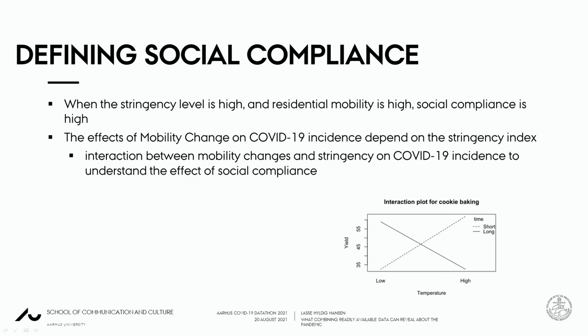So the next thing we wanted to look at, or how do we look at this? We look at the interaction between mobility changes and stringency. We add an interaction between residential mobility and the stringency index, and we see how this affects COVID-19 incidence in the present. And remember the time dependency. So it's mobility changes and stringency and its interaction 9 days ago.